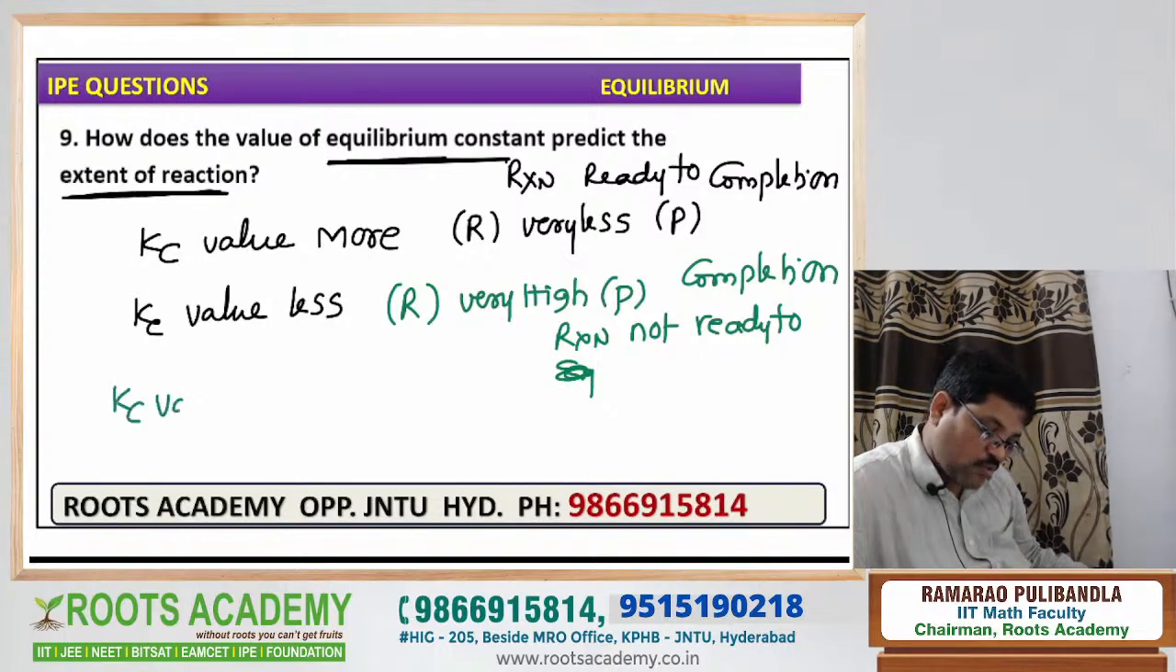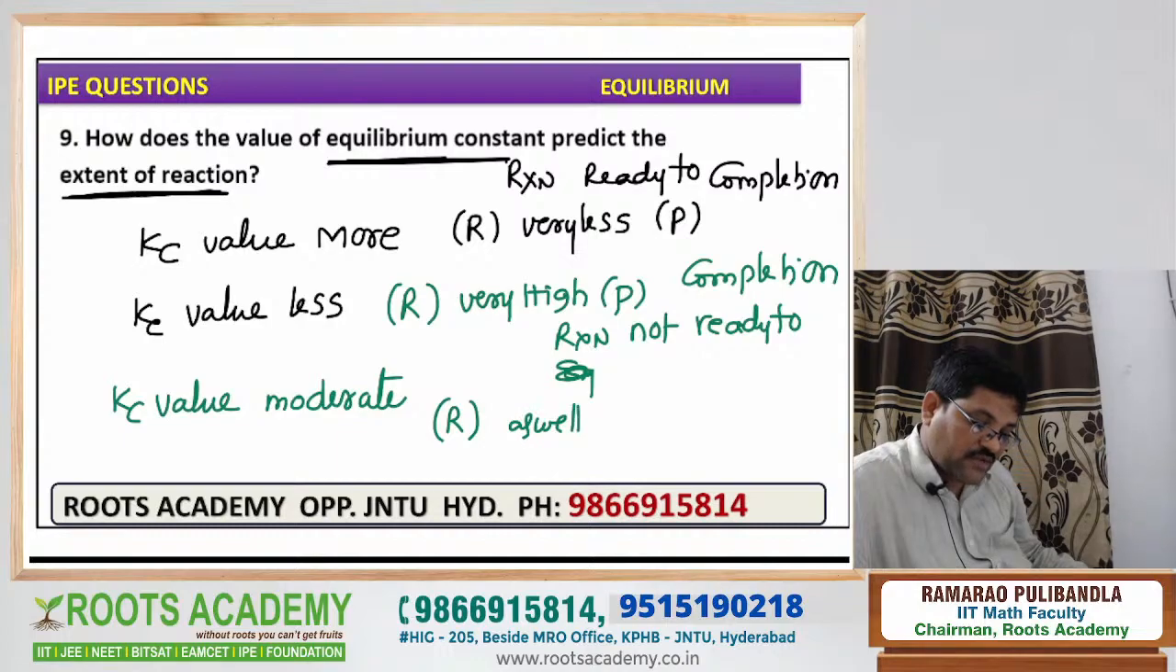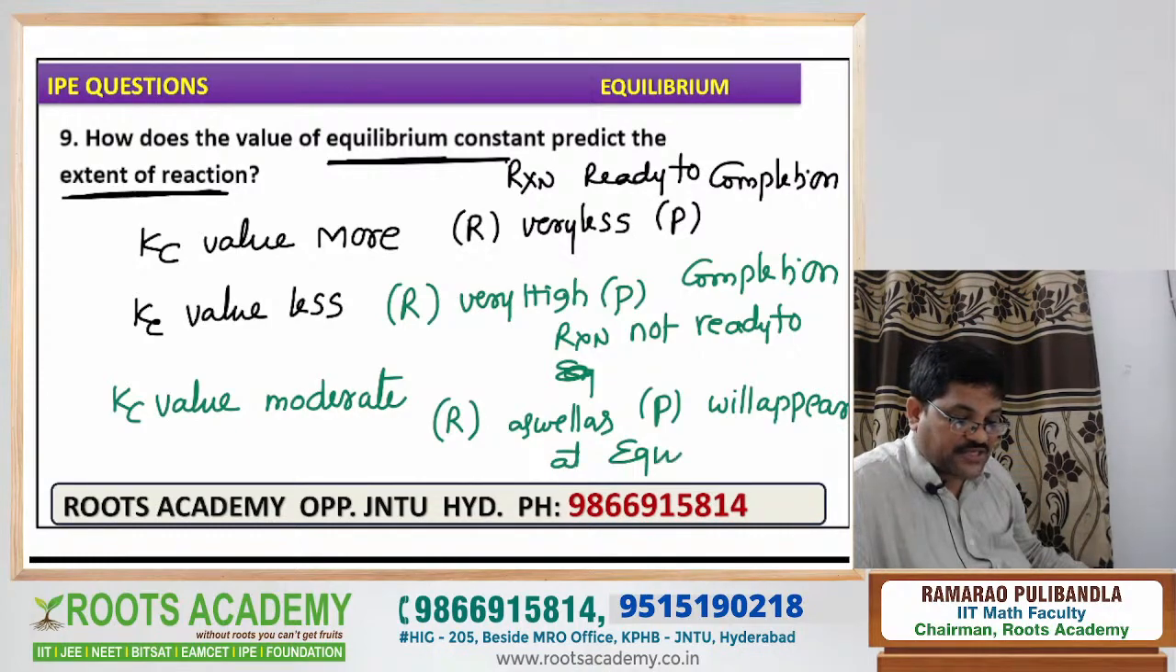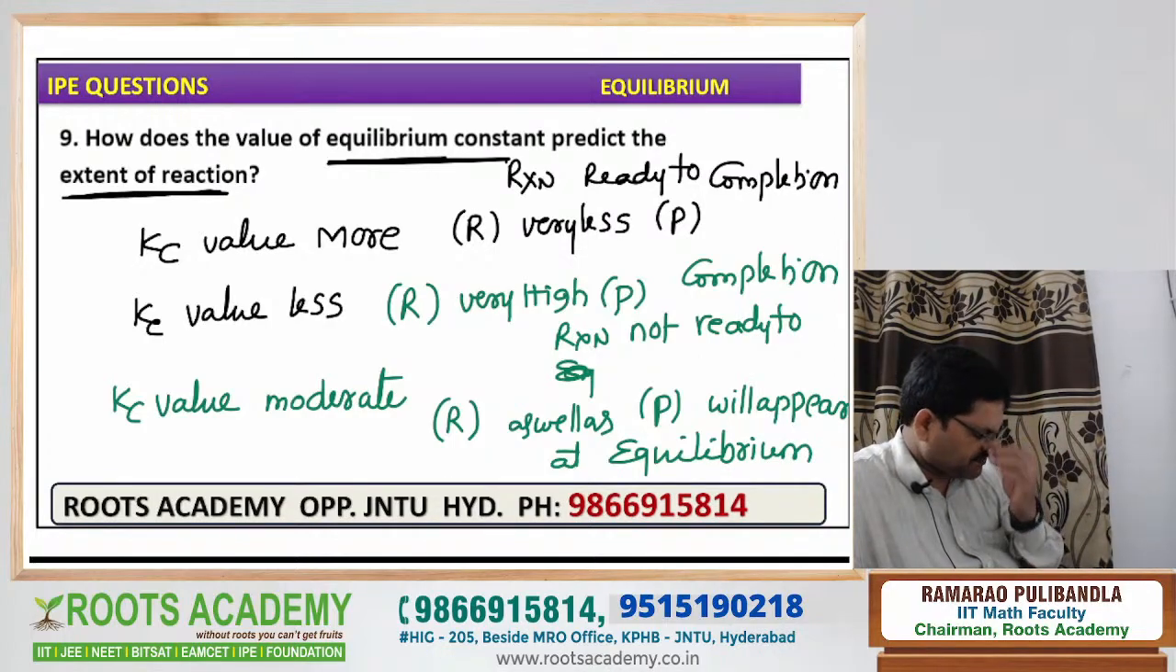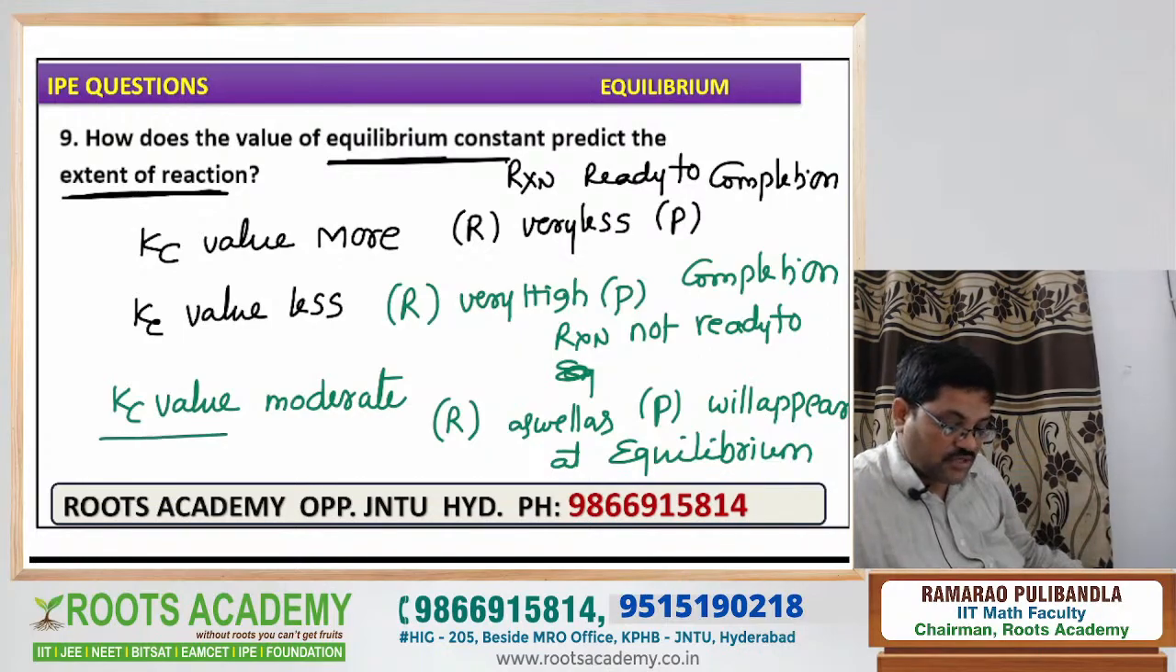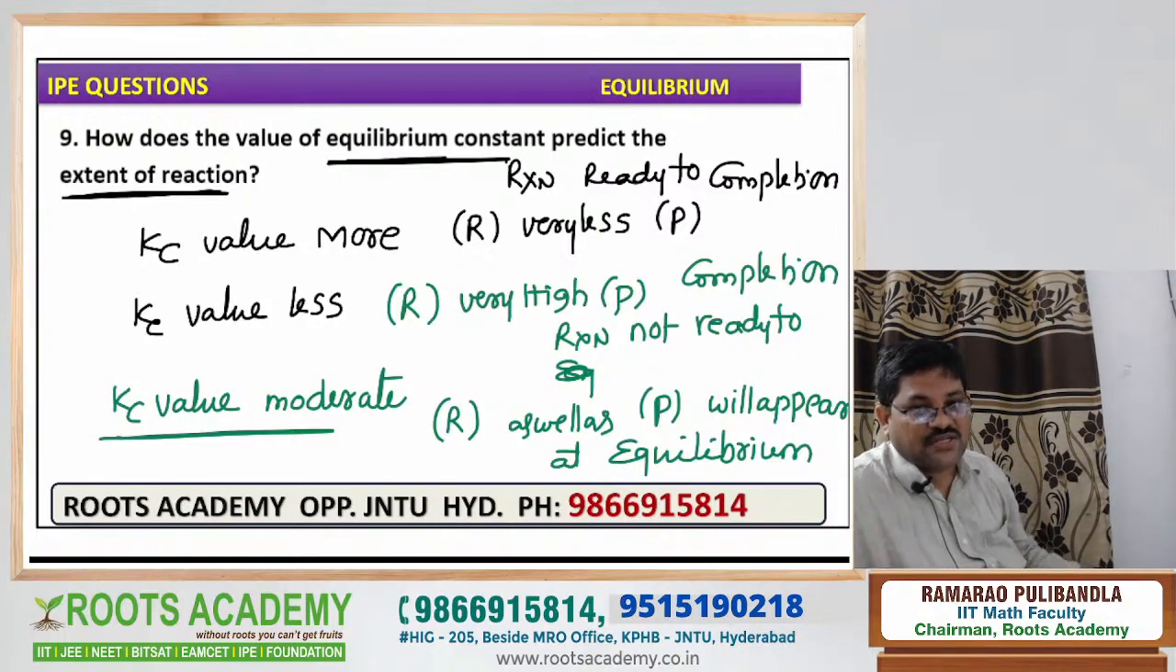And if the Kc value is moderate, the concentrations of the reactants as well as the products will appear at equilibrium. One of the nice points. Repeat the point once again, students: when the Kc value is moderate, the concentrations of the reactants as well as the products will appear at equilibrium. Understood? Simple logic.